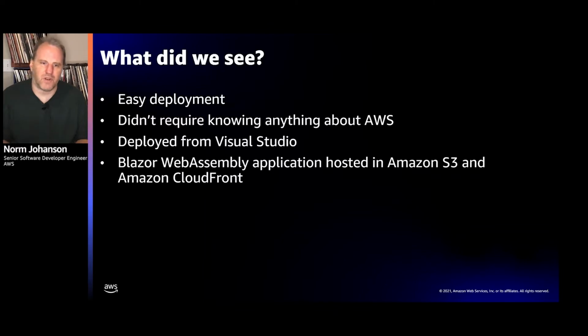In the next demo, we're going to show you how you can have a very similar experience using the .NET CLI. And we actually deployed a Blazor WebAssembly application. This is the first time we really had sort of first-class support for deploying Blazor WebAssemblies to AWS. And the way that we do that is we publish your application to Amazon S3, and then we put a CloudFront distribution in front of it to provide that public access to your Blazor application.